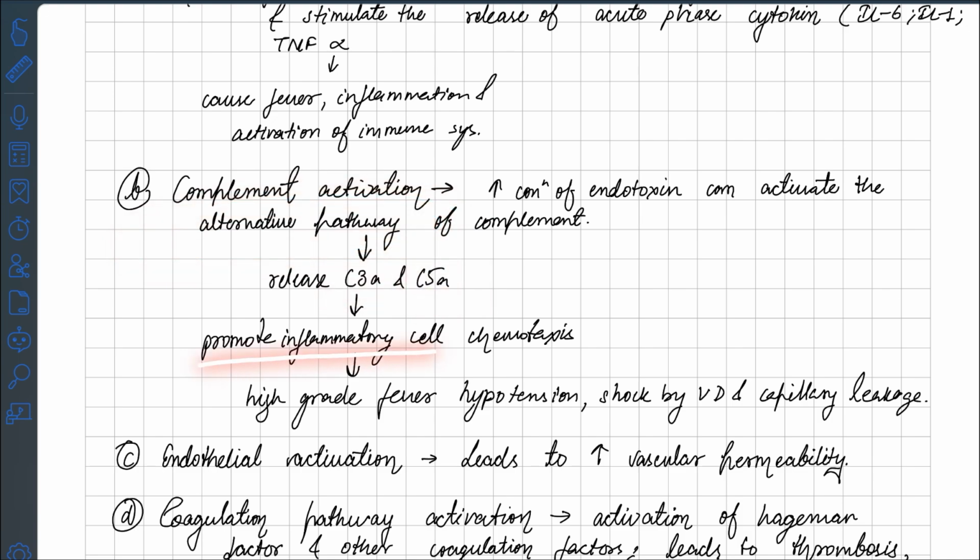This promotes inflammatory cell chemotaxis. Now that C3a and C5a are released, they call more and more inflammatory cells, which ultimately lead to high-grade fever, hypotension, and shock by vasodilation and capillary leakage. This was the process of complement activation.